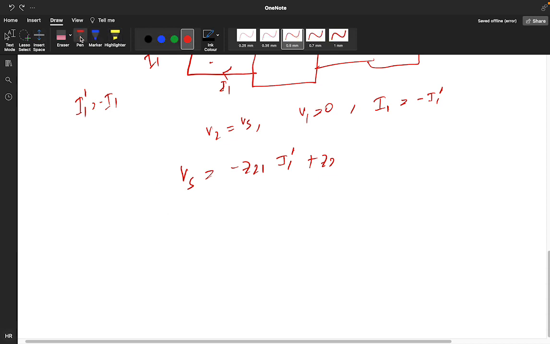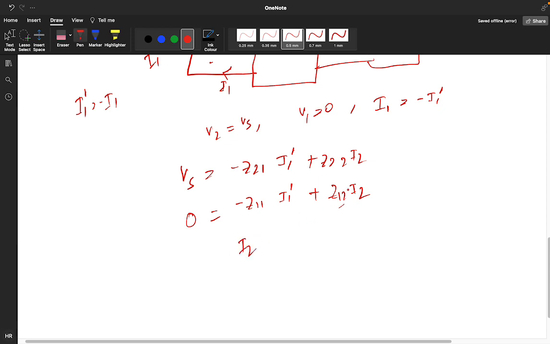Your V1 value was 0. So if the V1 value was 0, substitute the 0 value, and we get minus Z11 I1 dash. Instead of I1, writing minus I1 dash, and here Z22 into I2. Here it will be Z12 into I2. Now what we have to do, we need to find the value of I2. So what will be the value of I2?